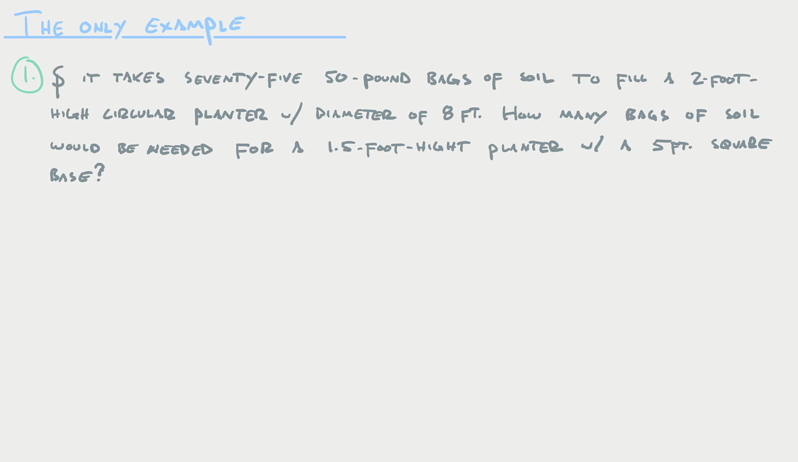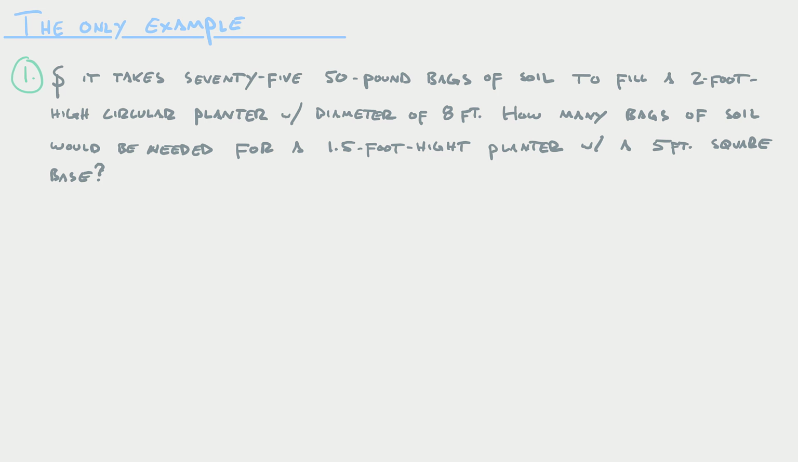Alright, suppose it takes 75 50-pound bags of soil to fill a 2-foot high circular planter. It's got a diameter of 8 feet, let's say. How many bags of soil would be needed for a 1.5-foot high planter with a 5-foot square base?